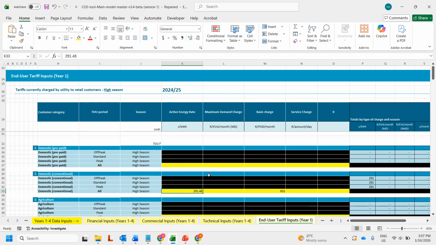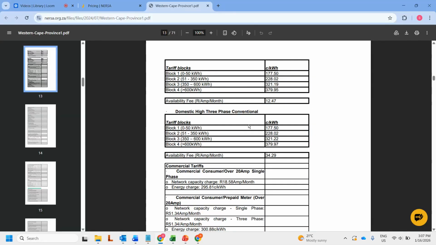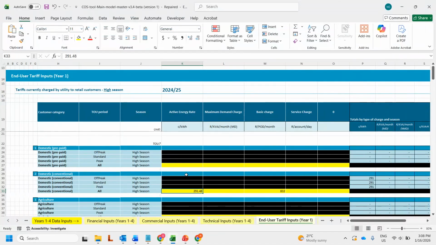Another common issue that we have is municipalities that use inclining block tariffs. Like in this example here, you can see they have 4 different tariff blocks. The cost of supply tool doesn't cater for inclining block tariffs, and it's been a general trend to move away from inclining block tariffs because they don't send the right price signals to customers, and they also don't allow the municipality to fully recover the costs.